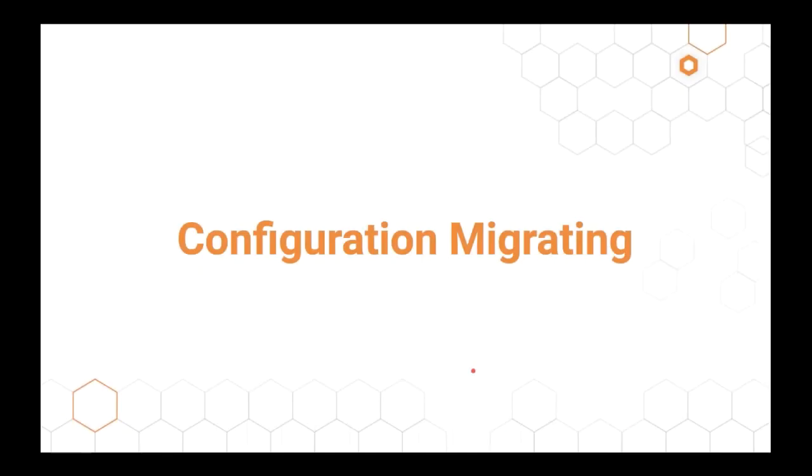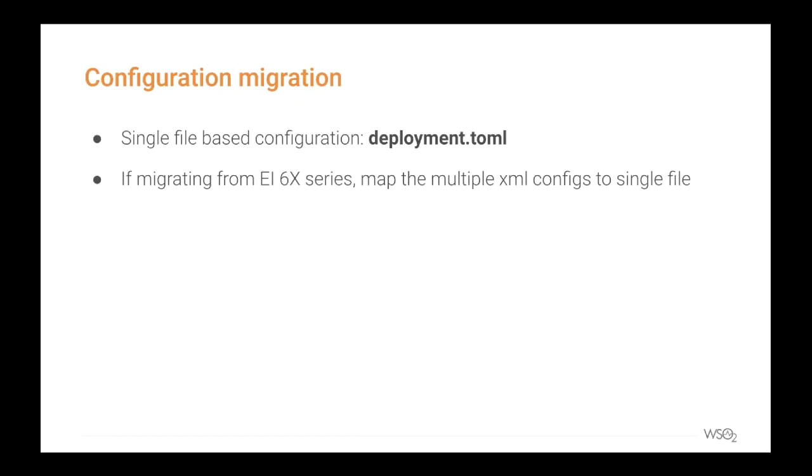Okay, so now let's move to what we should migrate, I mean, configuration. As we previously said, we have a deployment toml that has the single file configuration. So if you are migrating from a different vendor, you definitely need to rethink and modify the deployment toml. And if you are migrating from the 6.x series or ESB, you can observe what you have configured and map those configurations to the deployment toml.